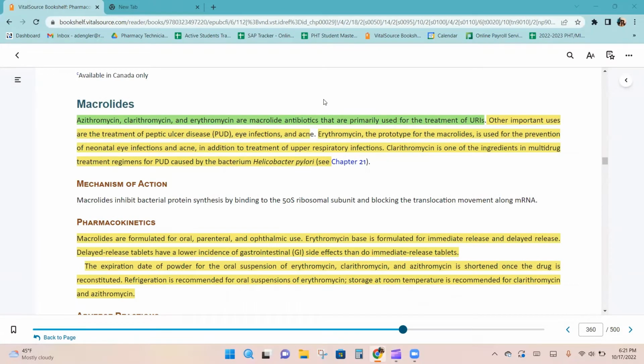Azithromycin, clarithromycin, and erythromycin are macrolide antibiotics that are primarily used for the treatment of URIs. Other important uses are the treatment of peptic ulcer disease, eye infections, and acne. Erythromycin, the prototype for the macrolides, is used for the prevention of neonatal eye infections and acne, in addition to treatment of upper respiratory infections. Clarithromycin is one of the ingredients in multi-drug treatment regimens for PUD caused by the bacterium H. pylori, which we talked about in chapter 21.